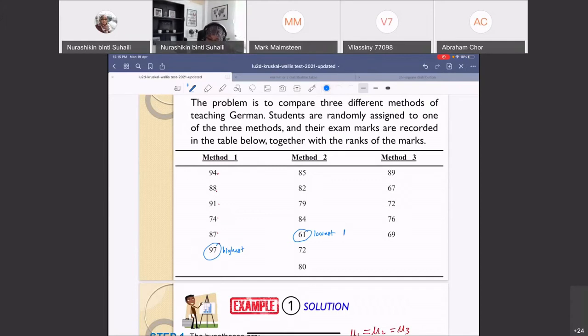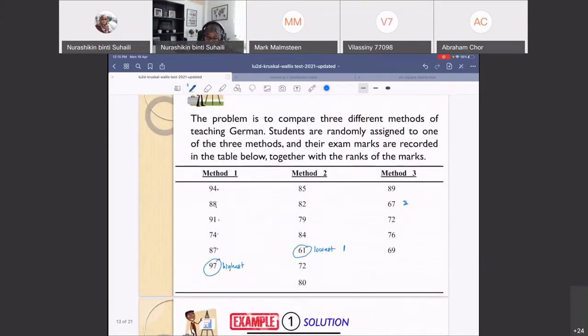67, number two, and so on. That's how you make it. Now, how do you know whether you should assign tied ranks? When you analyze the data, is there any similar values? What I mean by similar values is like 72 and 72. Is there any more? Did you notice? No more, right? So that's the only one.